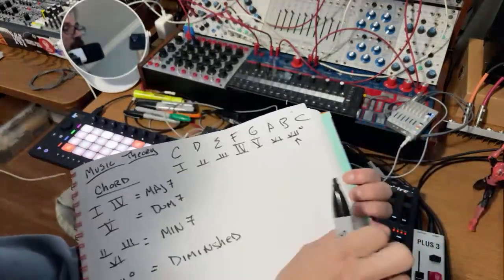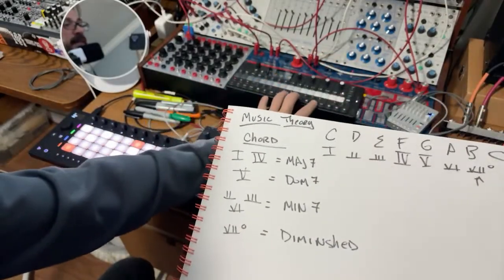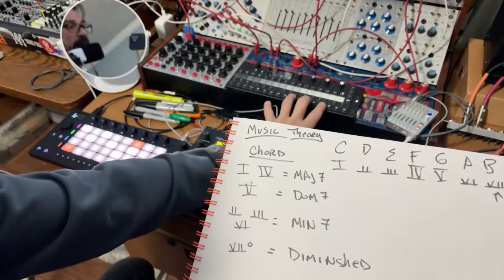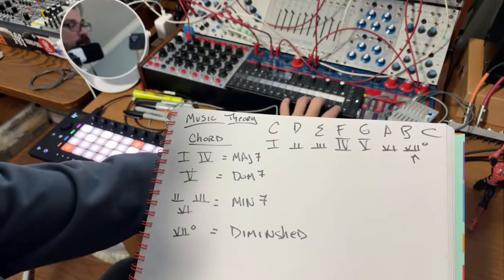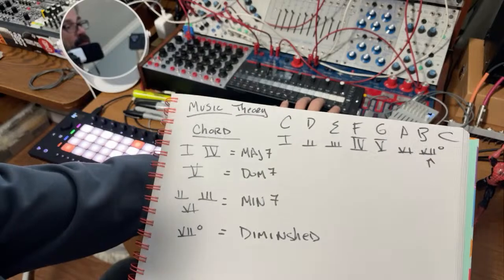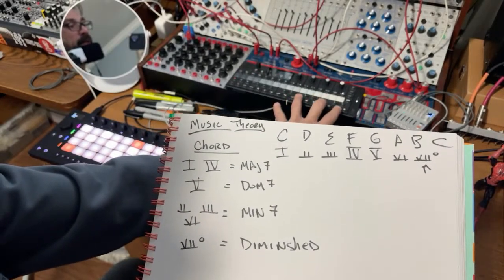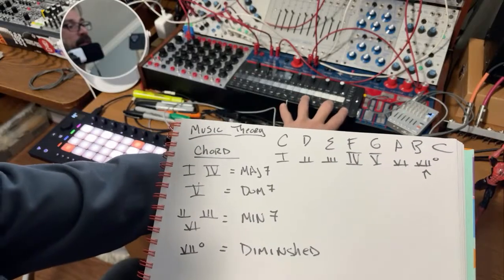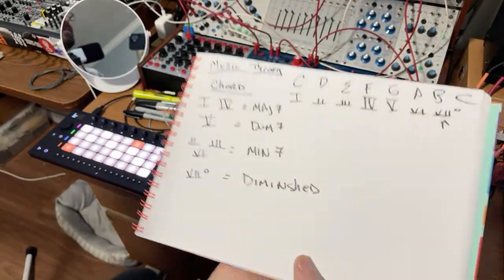We'd play a C chord as the first chord, major. The second chord is D, and it's minor. Third chord is E, and it's minor. Fourth chord is F, and it's major. G is major, and it's a dominant 7. Then you got A, and you got B, diminished, and you got C. Okay, so these are your chords that are automatically made up in a key signature.